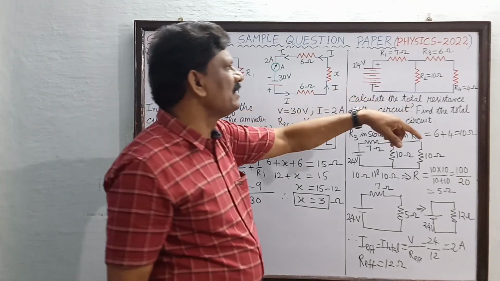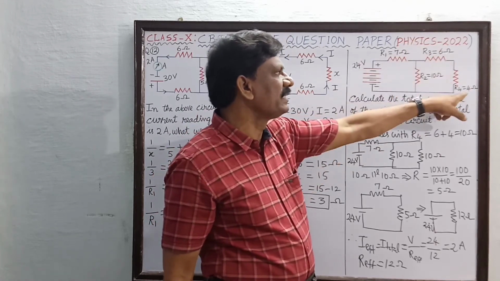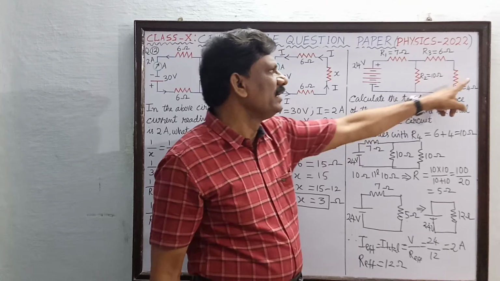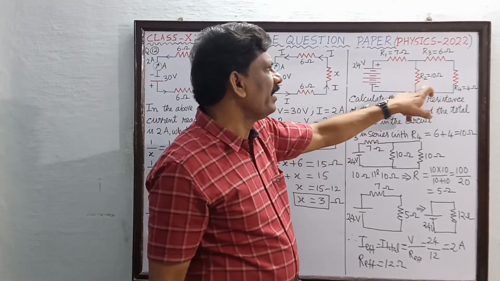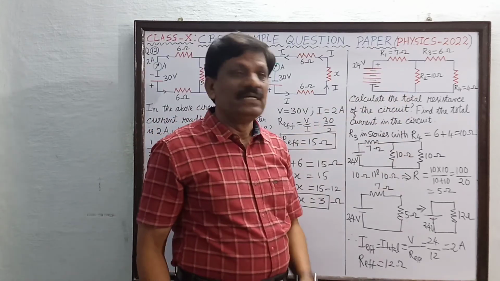Similarly, here in the second sum, what is asked is the effective resistance totally. For that, we reduce the 6 and 4 in series as 10. 10 and 10 parallel will give you 5 ohm. 5 ohm in series with the 7 will give you 12 ohm. So the effective resistance is 12 ohm.